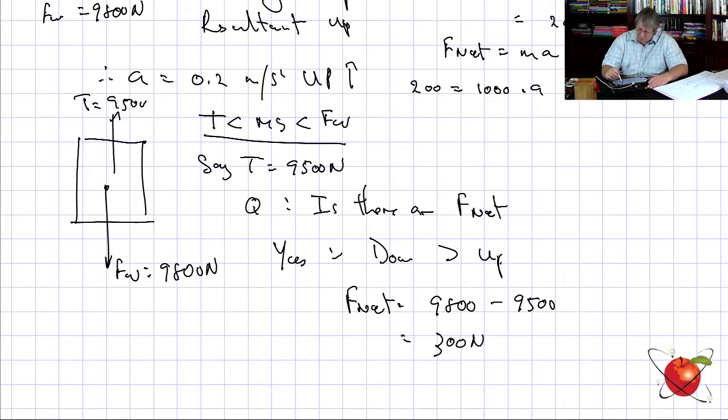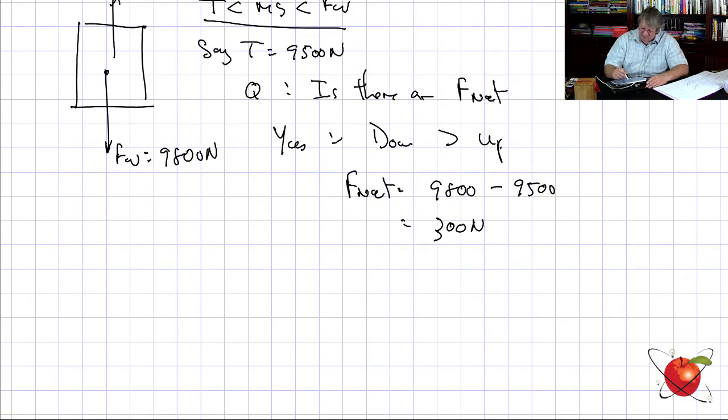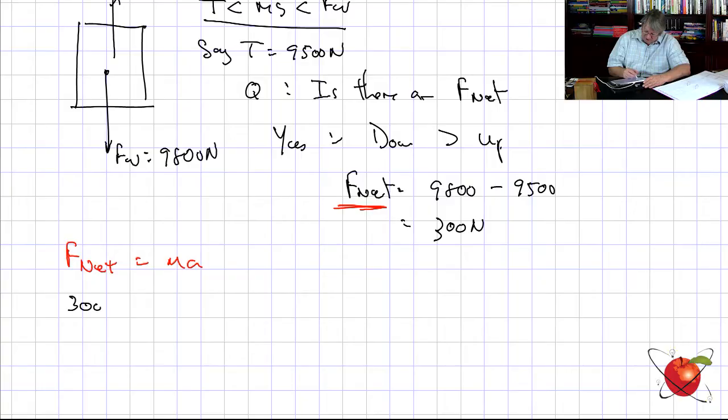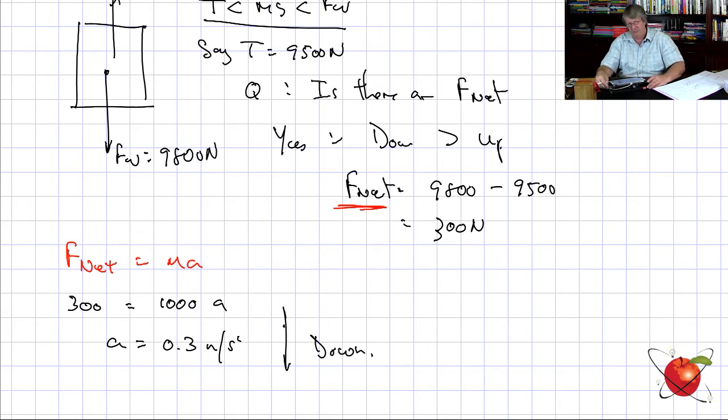Now, what is the trigger? The trigger is the moment I see F net, this guy here, I'm going to highlight it in red, that guy, I straight away say F net equals MA. No matter where you are, what you're doing, the moment you wake up at 2 a.m., you should be able to say F net equals MA. I put in, what do I know? 300 equals 1,000 A. A is 0.3 meters per second squared, vertically downwards. Very straightforward, predicated on just having a little bit of logic and asking what's going to happen.